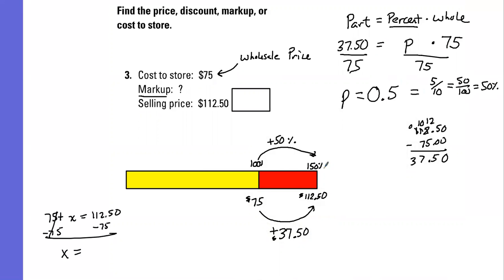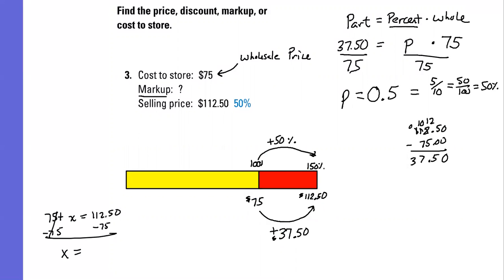And that puts this percent here at 150%. So 150% of 75 would give me $112.50, which was my selling price, or 50% of 75 gives me my $37.50, which is my markup amount. So my final answer is that I am marking my item up by 50%.